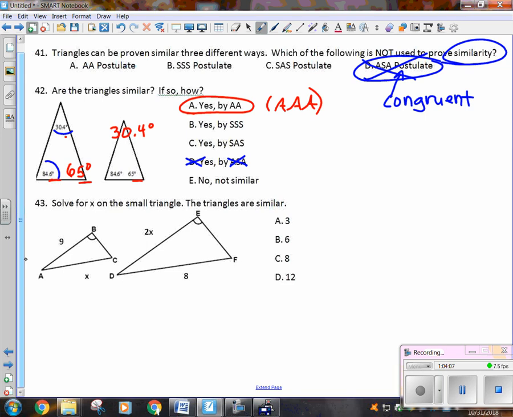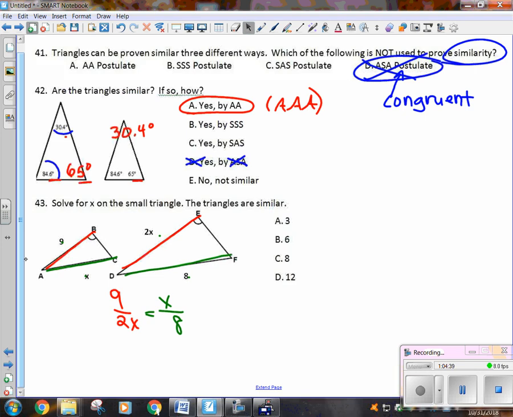Number 43, very interesting problem. Solve for X, and I'm telling you the triangles are similar. Solve for X. Now, that means this side and this side are matching. So 9 compares to 2x. X side down here compares to what? 8. So x equals to 8. 9 to 2x, x to 8. It's a little bit different.